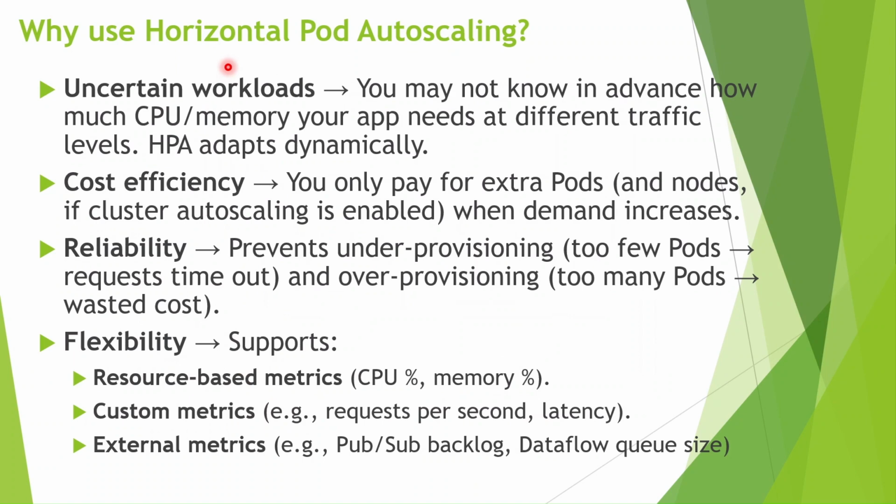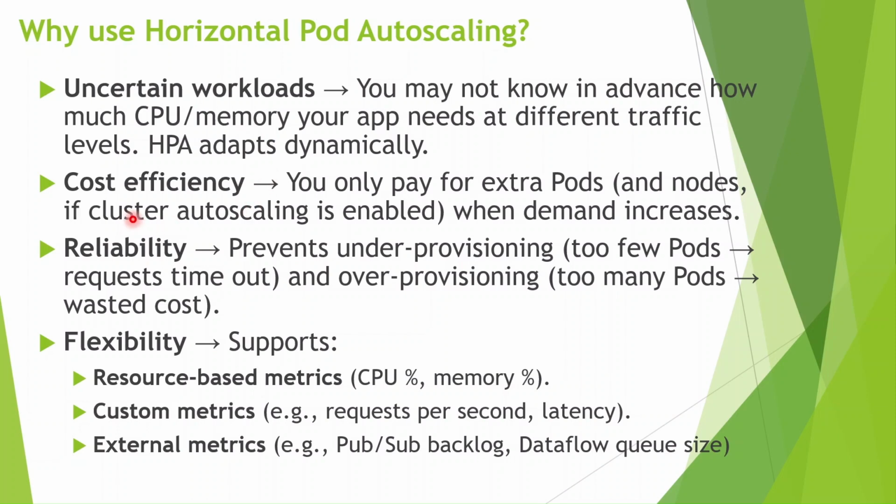So why use Horizontal Pod Autoscaling? It is basically for uncertain workloads. You may not know in advance how much CPU or memory your app needs at different traffic levels. So HPA will adapt dynamically. You just have to define the minimum and maximum number of replicas you need, and according to the traffic levels, it will adjust the number of replicas.